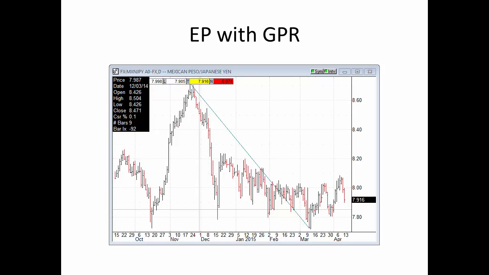Now what we did was we took that basic thing and we started combining it with other systems we developed. One of the things we tested out with it was something called the golden pivot rule. The form of the golden pivot rule we're using here is simply: if you have an EP in the pattern, which you do, then go back in time, draw a trend line, and see if there's a whole bunch of little pivots along there. In this particular pattern there was. And so that's called an EP with GPR.